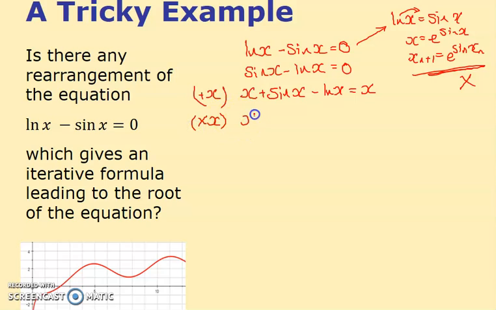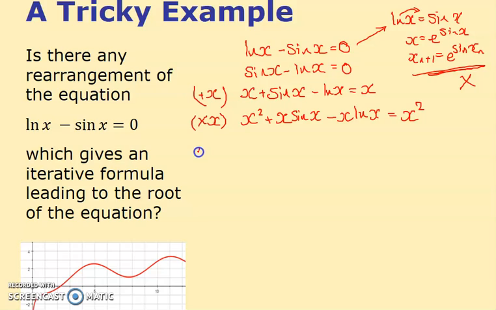Probably easier if I write, well, let's write x squared plus x sine x. I could have written it in a bracket, but I've decided just to multiply everything out like that. So that's everything on the left hand side has now got an x attached to it. Oh, the right hand side as well, so that becomes x squared.